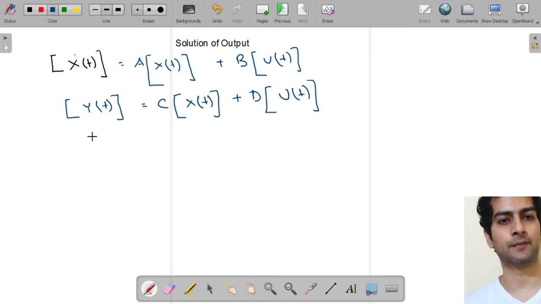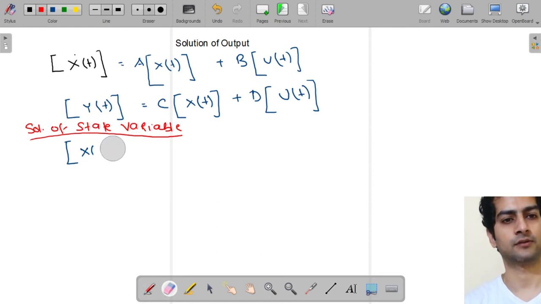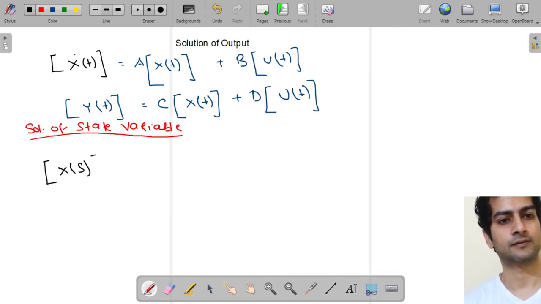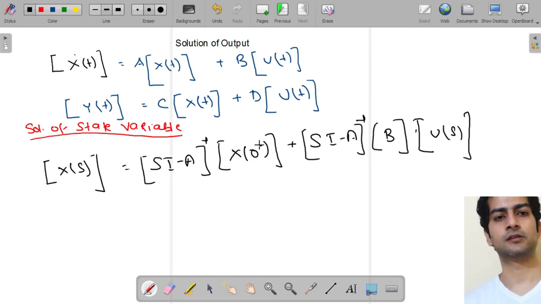In our previous session, we saw how we can find the solution of a state variable, and there what did we get? Solution of state variable: X of s equals (sI minus A) inverse X of 0 minus (sI minus A) inverse B U of s. This is the solution of the state variable.